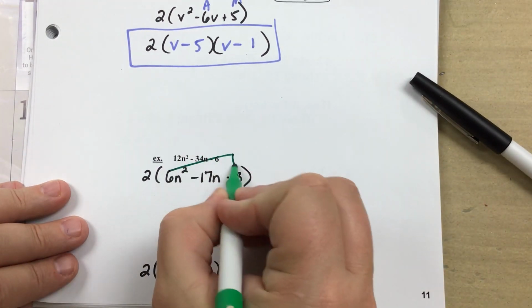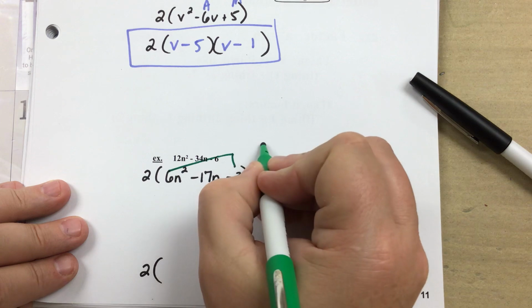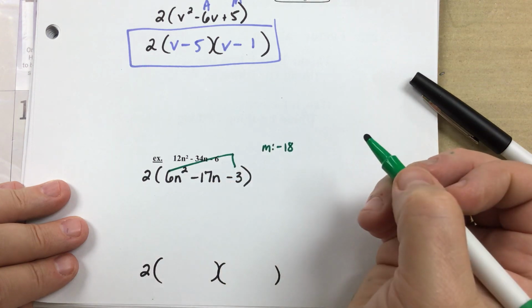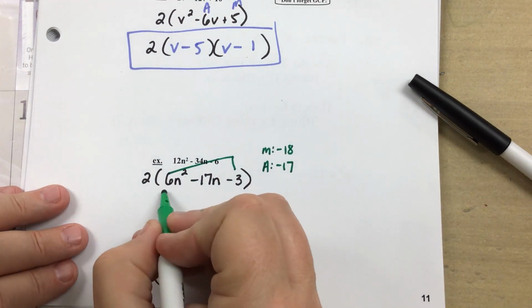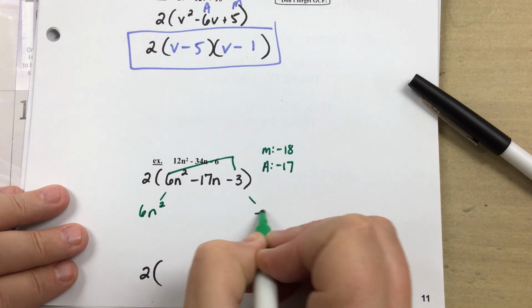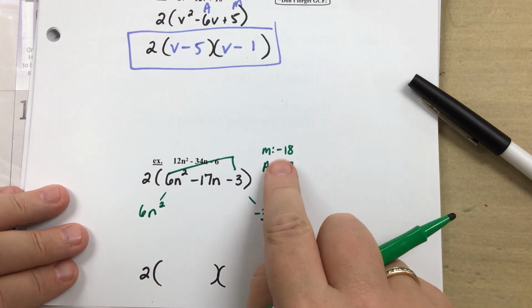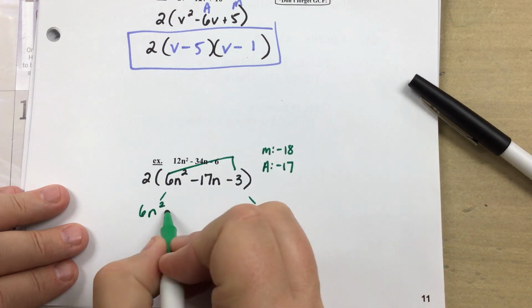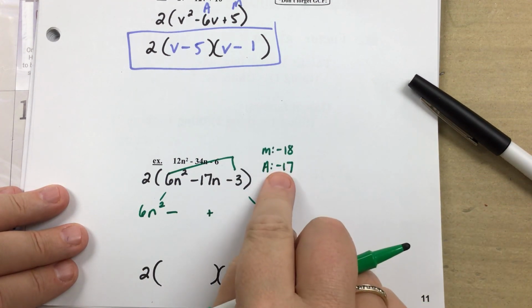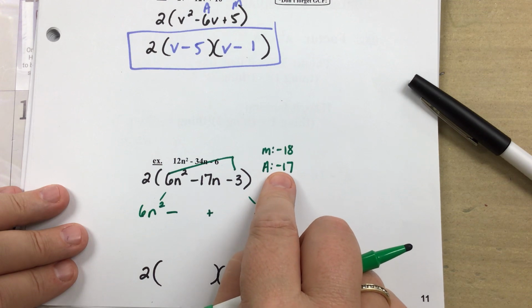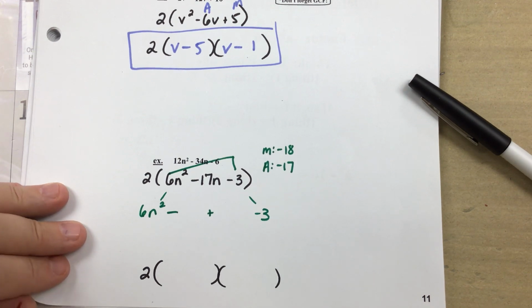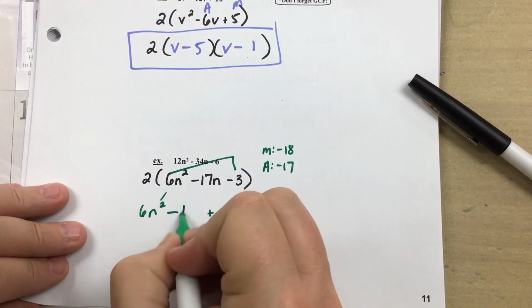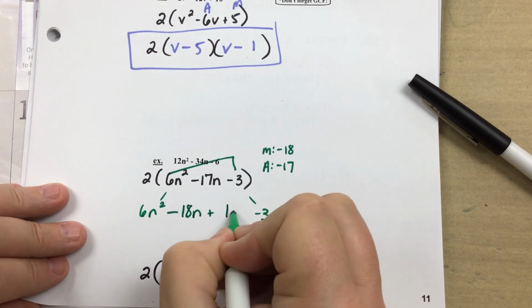Okay, so I'm going to multiply 6 and negative 3. That gives me negative 18. So I'm looking for two numbers that multiply to give me negative 18 and add to give me negative 17. So again, I'm going to keep the first term, keep the last term, and I'm going to split that middle term up into two pieces. Now, since it's a negative at the end, they're opposite signs. And since it's a negative 17 in the middle, that means the larger number is negative. So what are two factors of negative 18 that add to give me negative 17? Hopefully you're thinking negative 18 and 1. So this is going to be a negative 18n and a positive 1n.